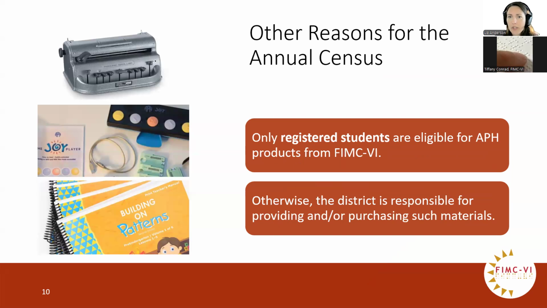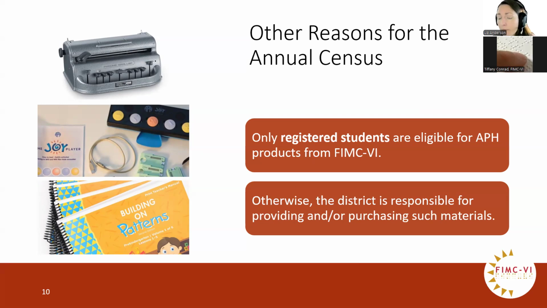So, other reasons for the annual census. I kind of hinted at this on the previous slide, but if a student is not registered with FIMC, then the district is responsible for providing and purchasing APH materials to provide access to the general curriculum. So only students who are registered with us are eligible for those APH products. But if those students are registered with us, then you can request those items from us at no cost to the district. So there's really nothing to lose once you register the students with us.